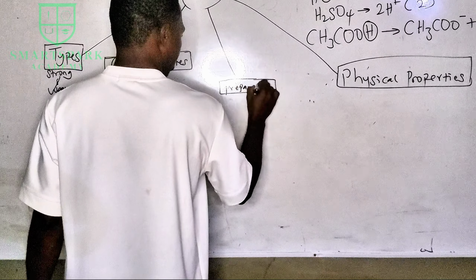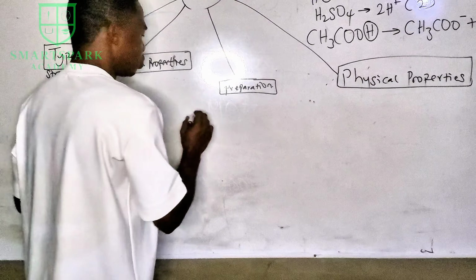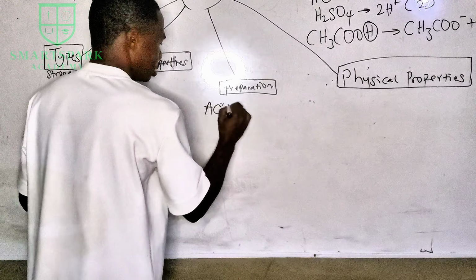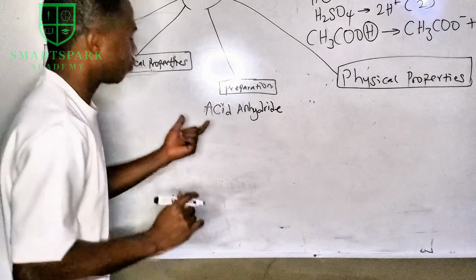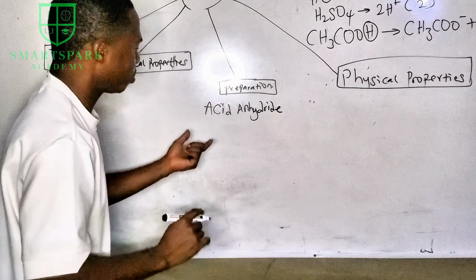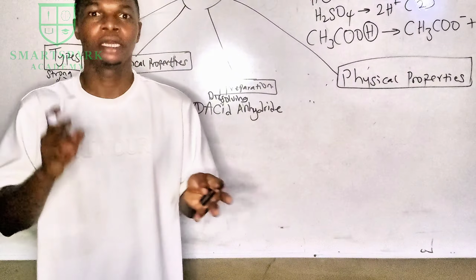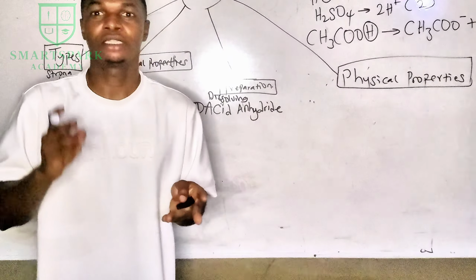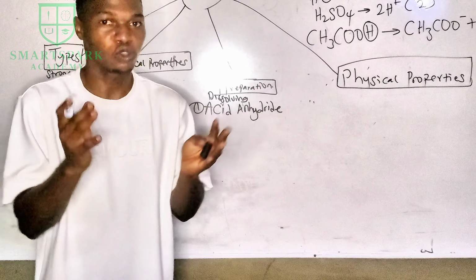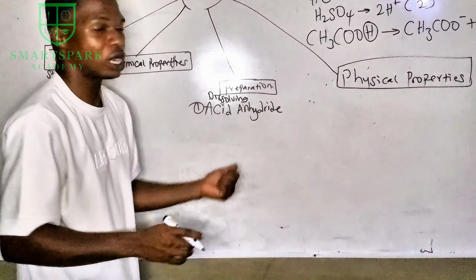Okay, for preparation, the first way to prepare an acid is by dissolving an acid anhydride. What is an acid anhydride? An acid anhydride is an oxide of a non-metal, like carbon(IV) oxide, nitrogen(IV) oxide, sulfur(IV) oxide, sulfur(VI) oxide, all those. When you dissolve them in water, it gives you an acid.